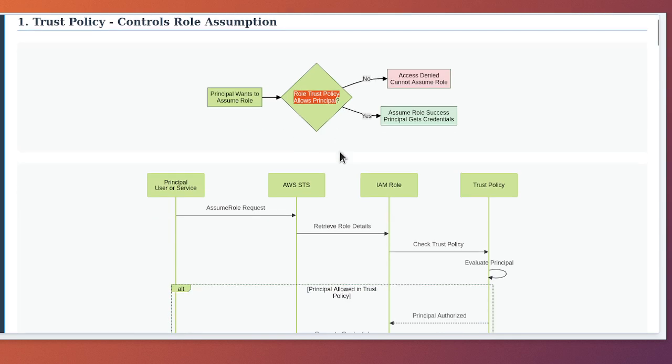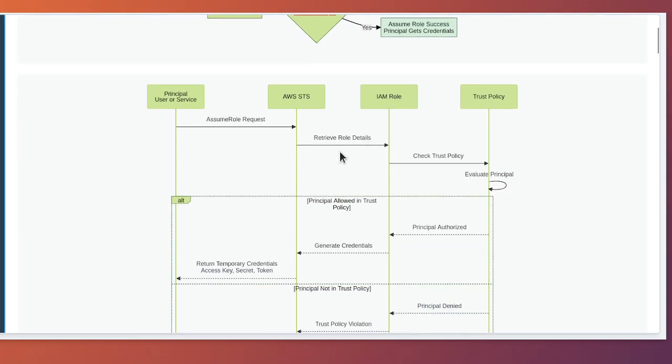Now let's examine the sequence diagram for trust policies, which shows the detailed interaction during role assumption. The diagram has four participants. First is principal, representing either a user or an AWS service that wants to assume a role. Second is AWS STS, the security token service, which handles role assumption operations. Third is IAM role, representing the role being assumed. Fourth is trust policy, representing the trust policy document attached to the role.